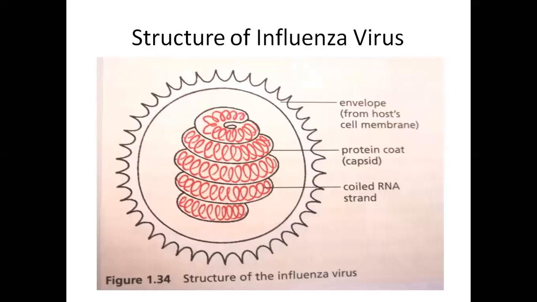Influenza virus is the virus which causes flu in organisms. This is the structure of the influenza virus. You can see the central part, which we call the core, C-O-R-E. The core of this influenza virus is made up of a coiled strand of RNA. That means influenza virus is an RNA virus.